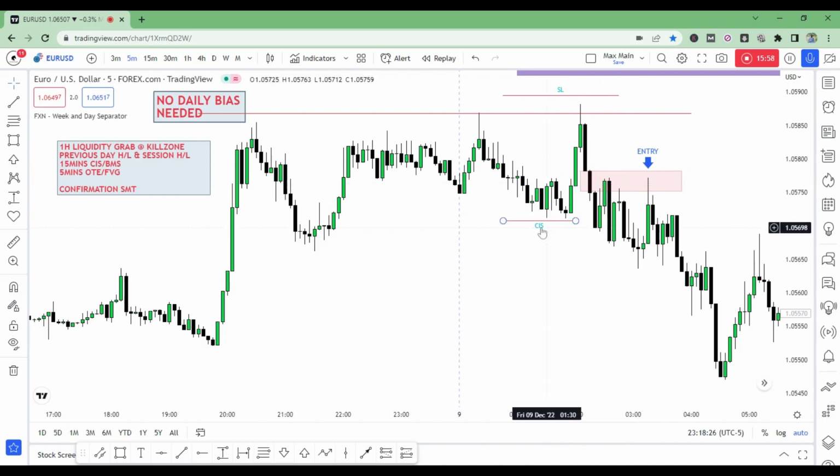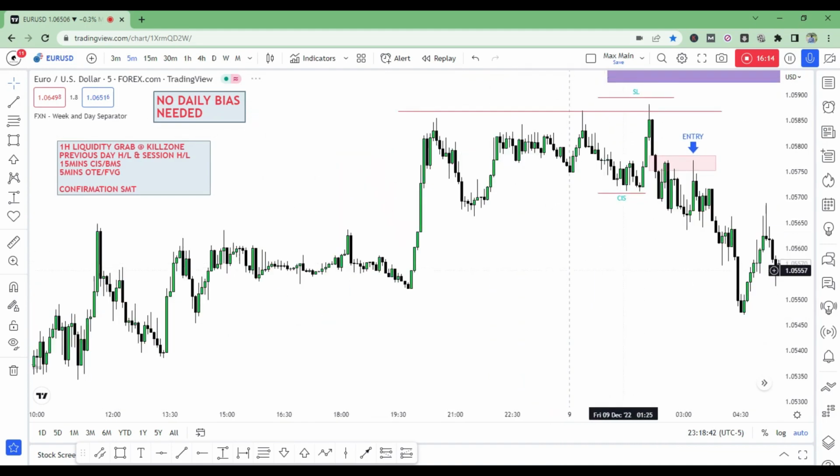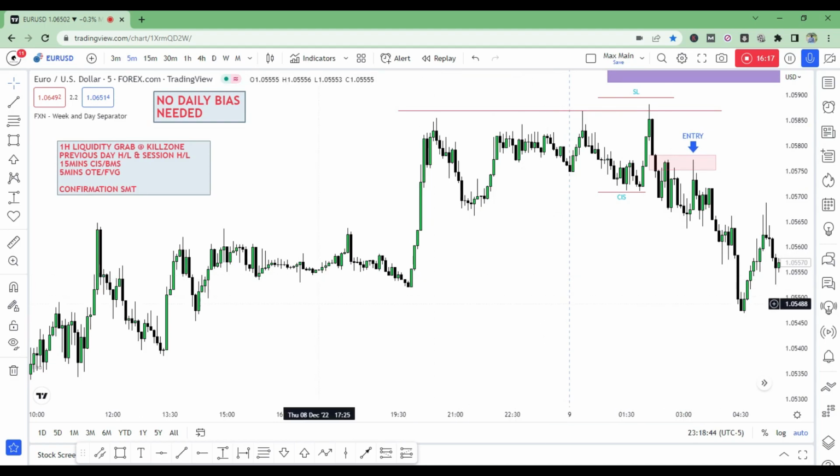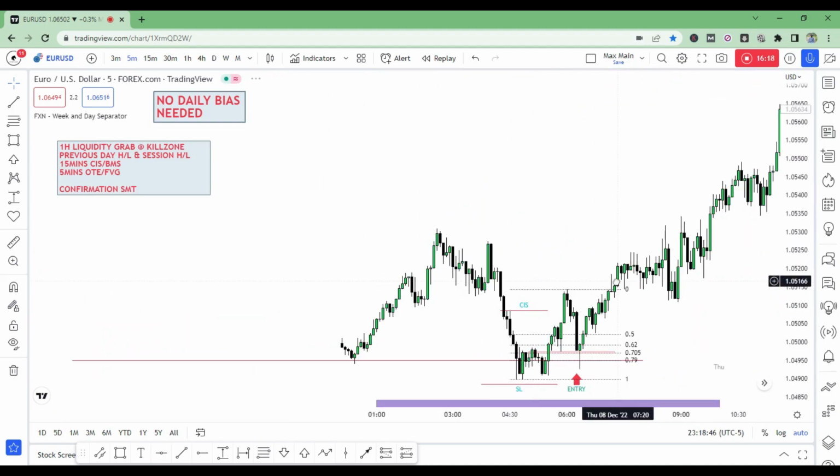Once this change in state occurs, you want to be going to the 5 minutes and looking at any imbalance, or if it comes back to the OTE level, then you'll be taking your entry there. Your stop will come above that high that grabbed liquidity, and then just target the nearest liquidity near the market.